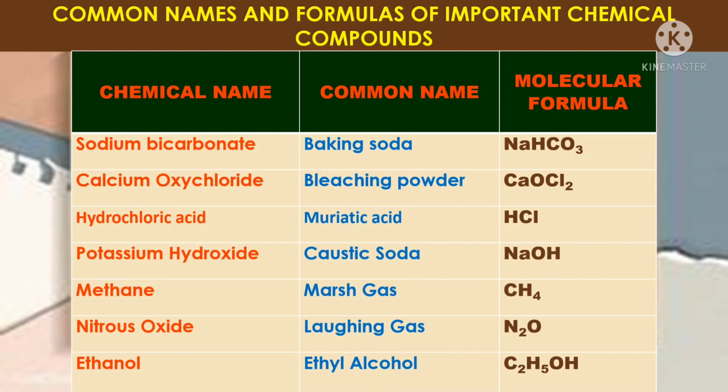Next is methane, also known as marsh gas. Its chemical formula is CH4. Methane is a hydrocarbon that is a primary component of natural gas. Methane is also a greenhouse gas. Do you have an idea about that? Since it is one of the greenhouse gases, its presence in the atmosphere affects the Earth's temperature and climate system.